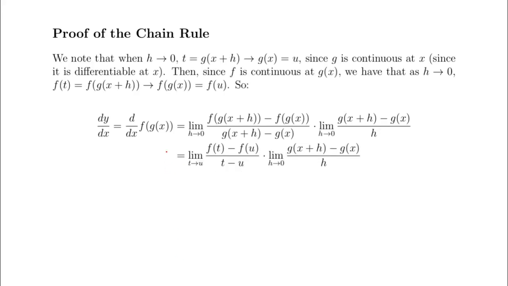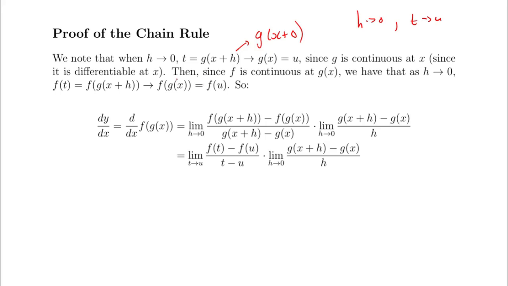So notice that when h goes to 0, g of x plus h we can say that's like it goes to g of x plus 0. We know that because we have continuity of g because we had differentiability of g. And we know that as long as g is differentiable, it has to be continuous at that point. So that's going to work out nicely, meaning as h goes to 0, t is going to approach u.